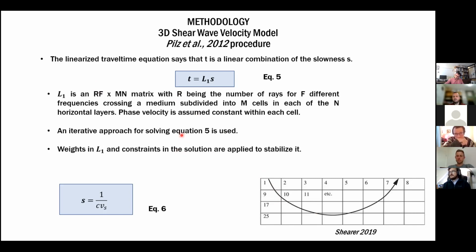An iterative approach is used for solving equation 5, and we impose weights in L1 and constraints on the solution to stabilize it. And the S-wave velocity Vs can be obtained from this equation, where S is slowness and c is the phase velocity.